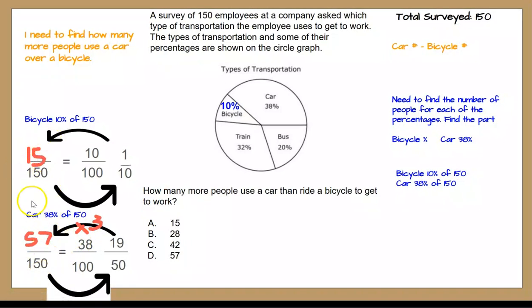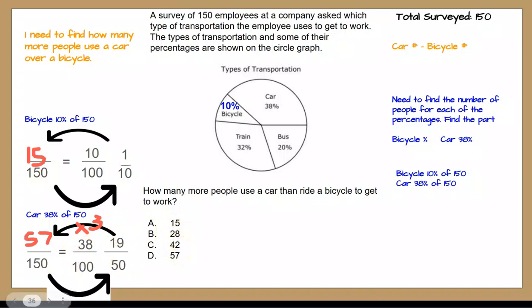I notice my 15 and my 57 are also numbers that are in our answer choices. So don't be fooled and stop too early, because we've only found the number of people riding their bike to work and the number of people driving their cars to work. What we were asked to do was to find out how many more people use a car than ride a bike to get to work. Neither one of those numbers is going to actually give us the answer. So it's either going to be 28 or 42.